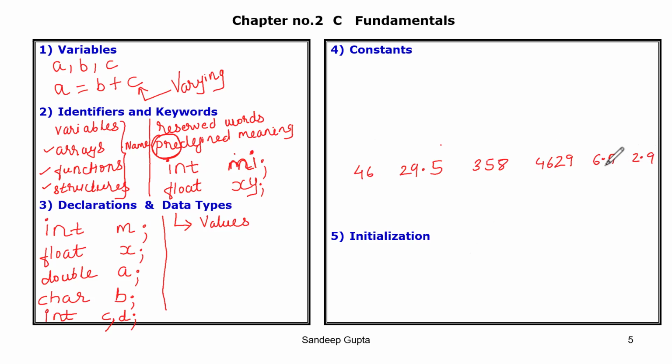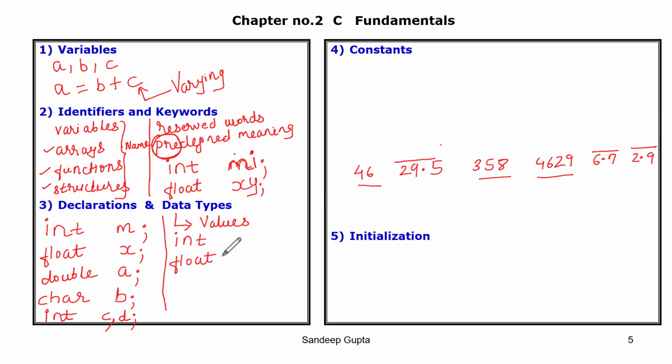Now, if I'm asking you to divide this data into two categories, what those two categories will be? I repeat, I'm asking you to divide this data into two categories. Tell me. So first, you will have the category of integers, which will contain 46, 358, 4629. Then you have the category of float, which will contain this, this, and this. So just as you have int and float as two categories, there are few other categories also.